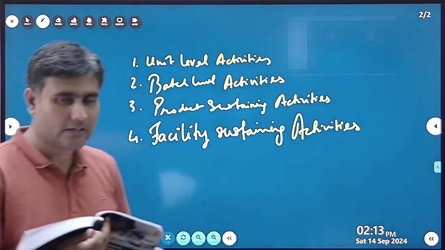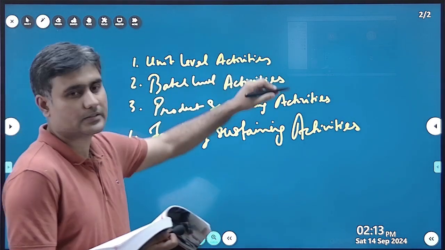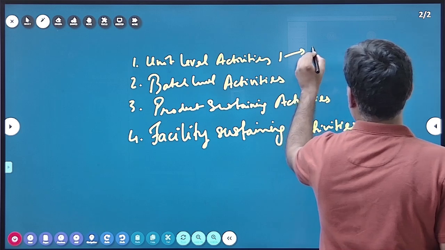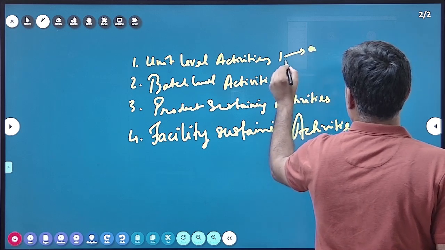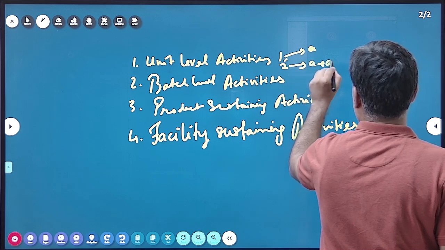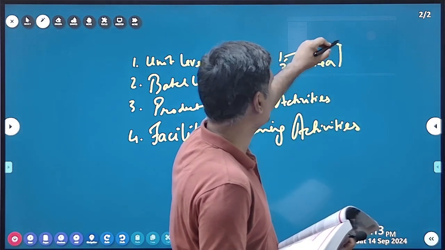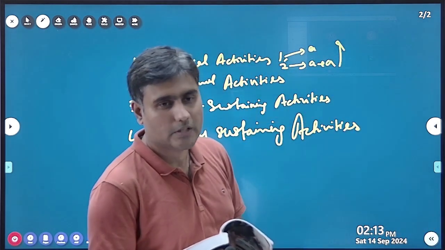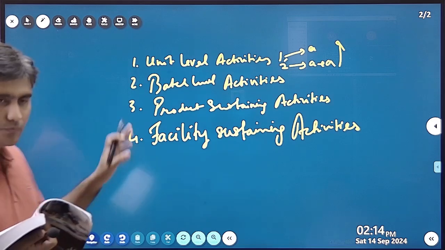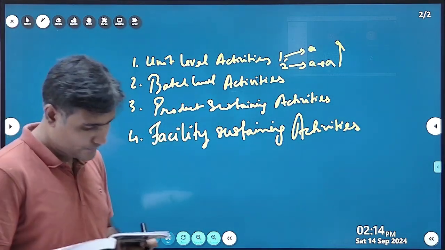Okay, unit level activities are proportionate. It will increase. Say, for one soap you have to perform A activity. For 2 soaps, what? A plus A. Right? So it will increase in proportion to the number of units produced. Unit level activities will increase in proportion to the number of units produced.